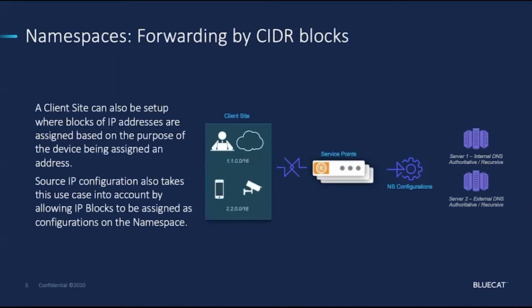A client site can also be set up where blocks of IP addresses are assigned based on the purpose of the device being assigned an address. Source IP configuration at the namespace level also takes this into account by allowing CIDR blocks to be assigned as configurations on the namespace. From a security perspective, restricting network access based on source IP or IP blocks helps reduce the plane of attack at a client site, while also increasing the efficiency of DNS resolution. In this case, it can be reducing latency because it reduces the number of internal hops needed to respond to a client's query. Now let's see how we can set this up.